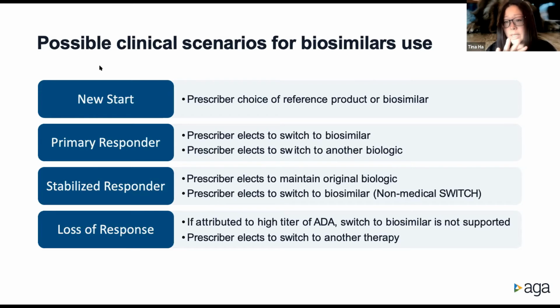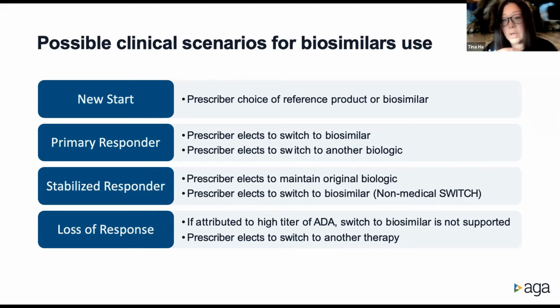And for the same reasons that we wouldn't necessarily go from reference product later on if they have high levels of antibodies or they were a primary non-responder to the originator product or the biosimilar, there's no reason to switch to the biosimilar or the originator, because you're switching apples for apples. So I think this is actually very clear, and hopefully the definitions are clear to give to an audience.